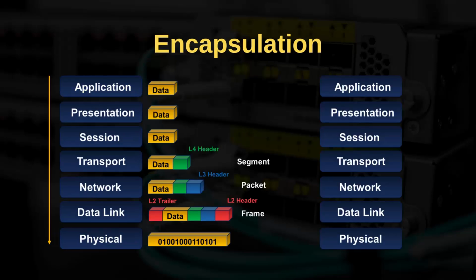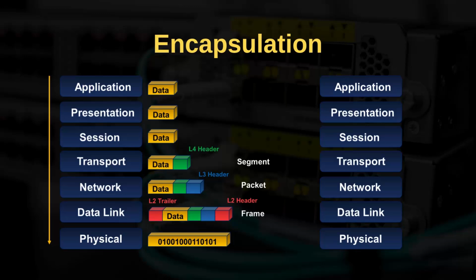And now let's remember the encapsulation part again. I'll give you a real-world example. For example, you are sending an email to your friend. So it is coming from the upper layers with the application, presentation, and session layers. And in the transport layer, a layer 4 header is added to your data. And the data becomes a segment.